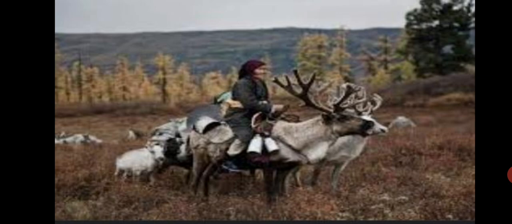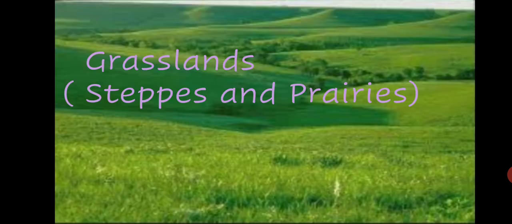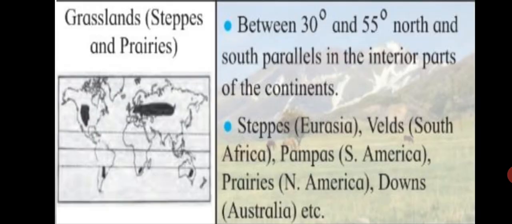Regarding human life, population is less. Lumbering and hunting are major occupations. Few agrarian activities are also carried out in the Taiga region. Next, let us learn about grasslands, steppes, and prairies. The location and extent is between 30° and 55° north and south parallels in the interior parts of the continents.